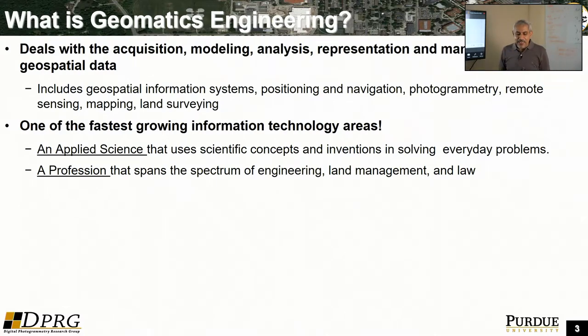Geomatics is basically a field that relies on applied science, where we use scientific concepts and inventions for solving problems related to our everyday life. It's a profession that spans the fields of engineering, land management, and law as well. The term law might be a little strange. How is this related to geomatics? But in geomatics engineering, we are quite interested in property mapping or boundary mapping of whatever we own. This is determined by geomatics technologies.